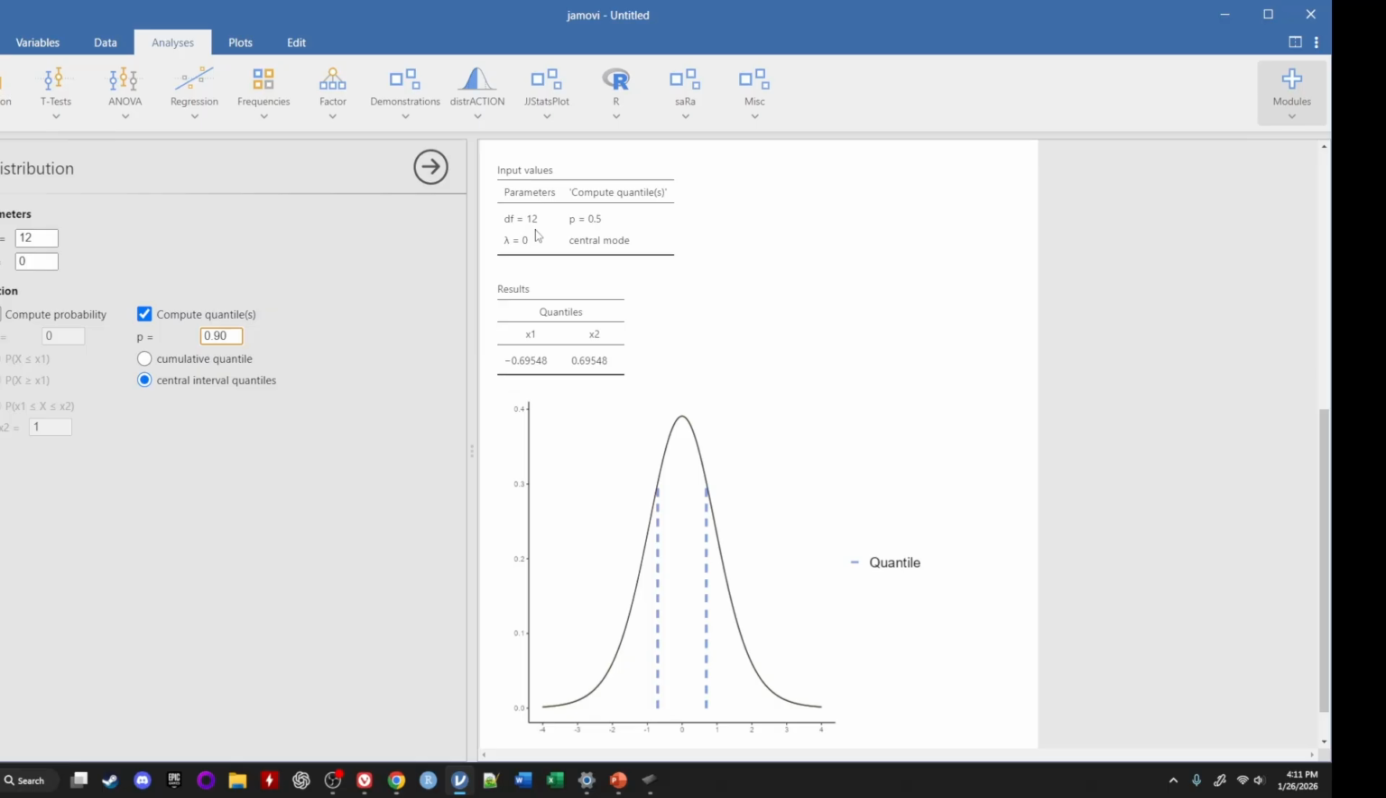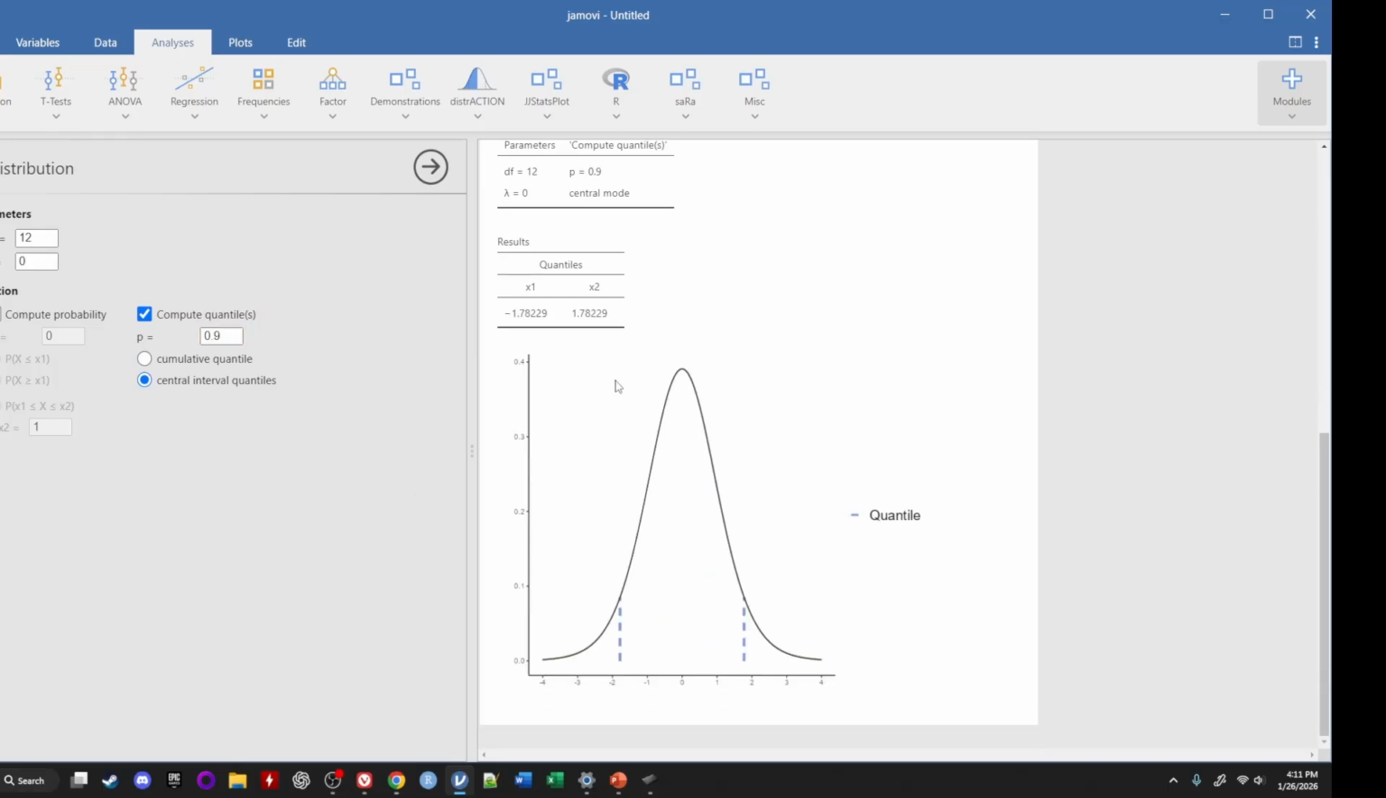We're going to ask the t distribution to give us the quantiles for 90% of the central area. If we want 90%, notice it's saying from 0, you need to go plus or minus this 1.78229. Let's remember that. 1.78229, that is our t critical: the number of standard errors we need to go above and below to capture 90% of the area under the curve. So remember that.